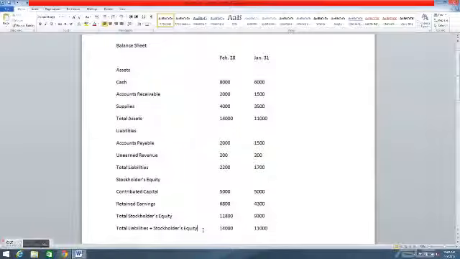Hello everyone, today I will be discussing the comparative balance sheet, the multiple-step income statement, the statement of retained earnings, and the statement of stockholders' equity.